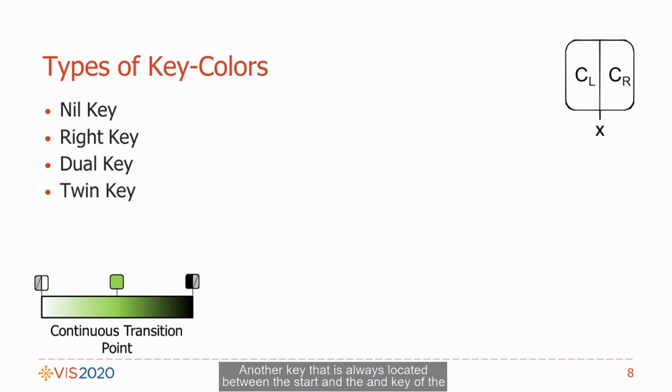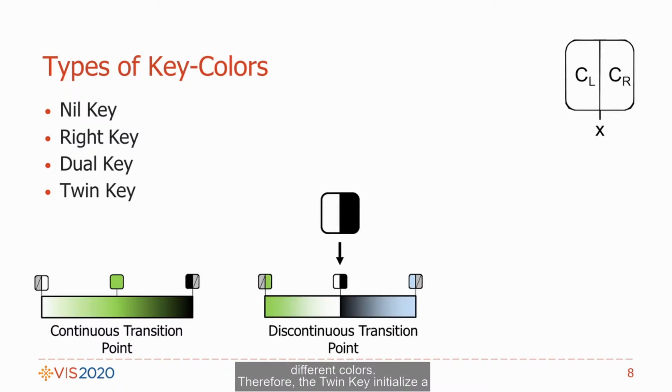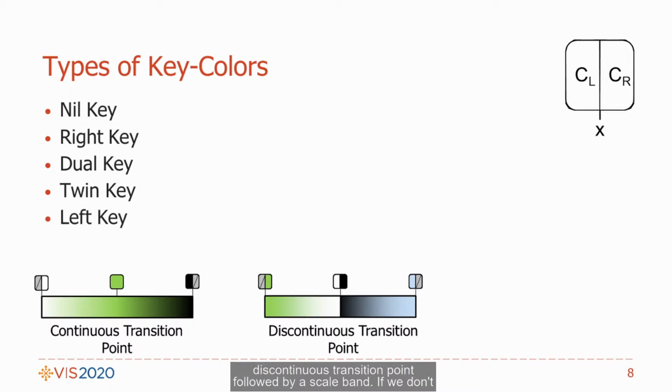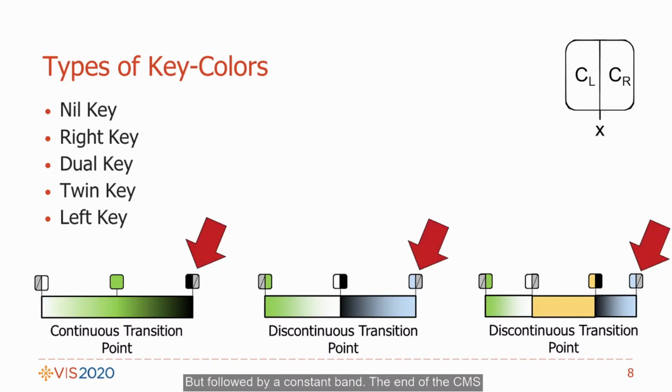Another key that is always located between the start and the end key of the CMS is a twin key. Twin keys also have defined colors for CL and CR, but in contrast to the dual key, with different colors. Therefore, the twin key initializes a discontinuous transition point, followed by a scaled band. If we don't want a scaled band but a constant one, we can choose the left key. If the CL color is set and the CR color is undefined, we get a left key. Like the twin keys, the left keys initialize a discontinuous transition point, but followed by a constant band. The end of the CMS is always defined by a left key.